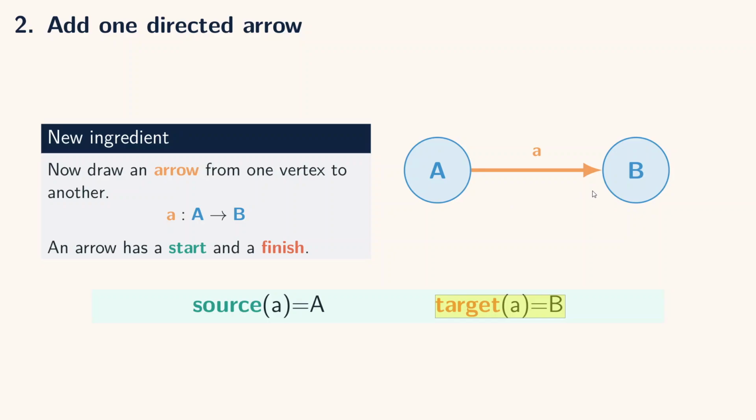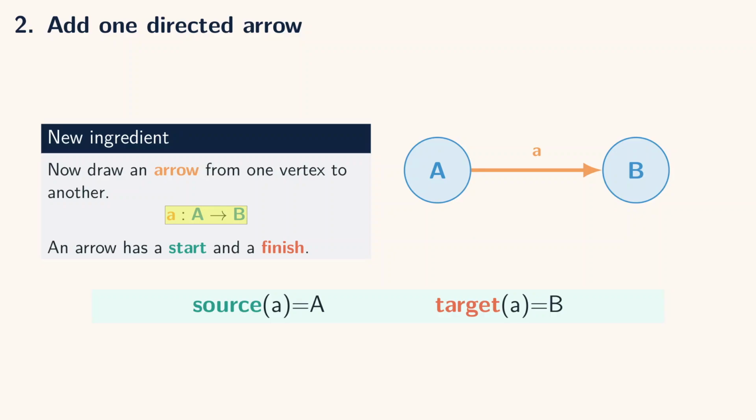That label is important. Arrows in a quiver have names, just like vertices do. The arrow is not anonymous. It is a specific, named piece of data. This is the heart of what a quiver is. Named places, and named connections between them, where every connection knows where it starts and where it ends.